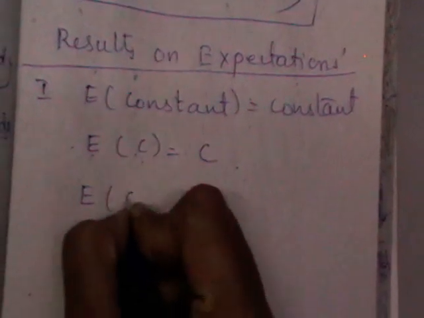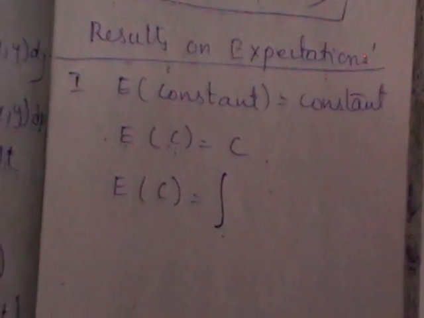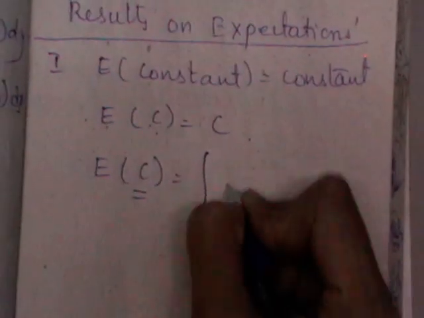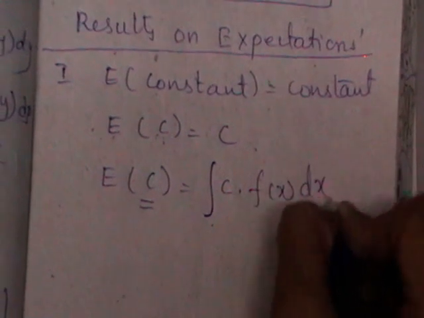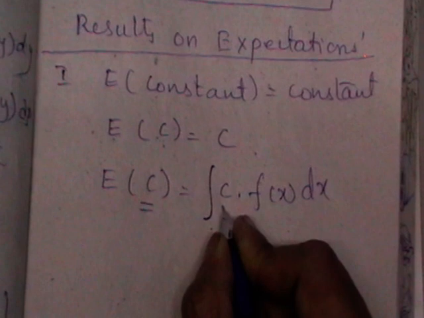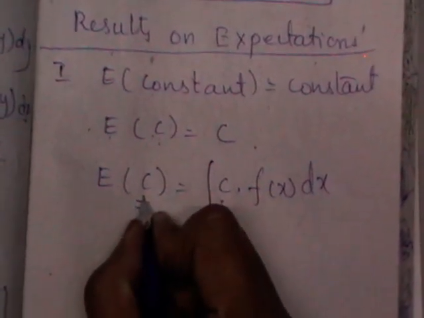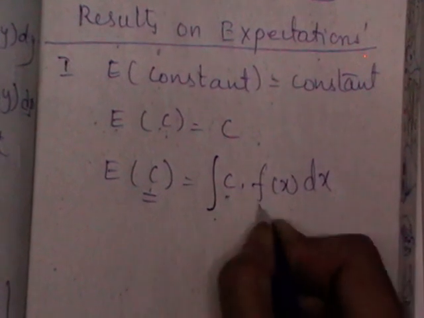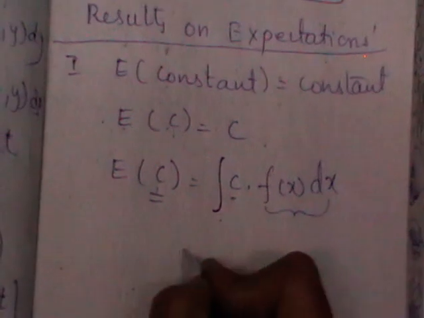So how can you write E of C? If it is a continuous variable, I think you will start with the integral. Within the brackets we have C, and you should write the PDF, not the PDF of C. For a constant there won't be any PDF. Only for variables there will be a PDF. So within the brackets we have C, I wrote C. PDF is always only for a variable. So f of x dx.